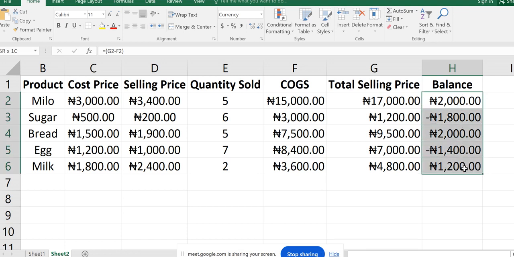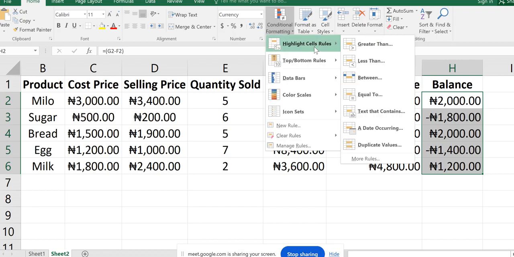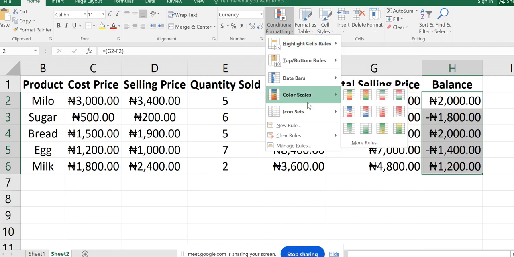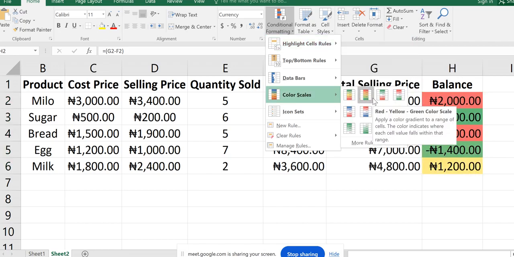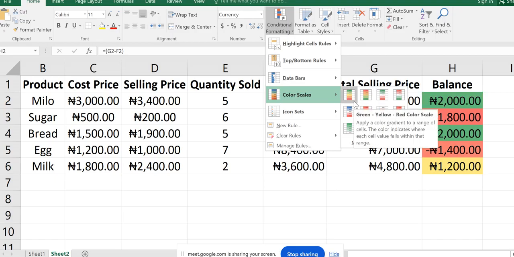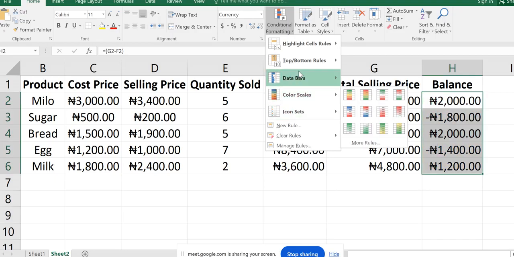You can just highlight this. You understand? You will see your conditional formatting. You see highlight cell rules: greater than, less than, equal to. Greater than means probably you want to use a particular figure, so that if it's greater than so and so, it should give you this. Or color scale. You can see color scale. The first one will give different colors, depending on how you set it.